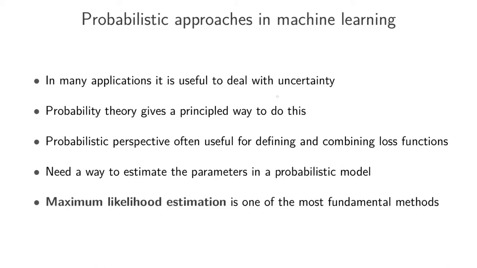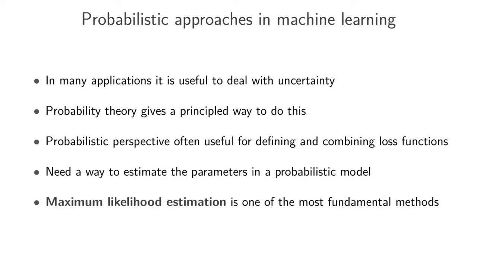In many applications, not just in machine learning, it is useful to deal with uncertainty, and probability theory gives a principled way to do this. For regression, it was relatively easy to come up with a loss function that made sense. But we're now going to look at other tasks, and often it becomes a little bit complicated to define or choose a loss function, and a probabilistic perspective can help us to do that. In more complicated models, we might also want to combine different components, and a probabilistic angle can help us to figure out how to combine different loss functions.